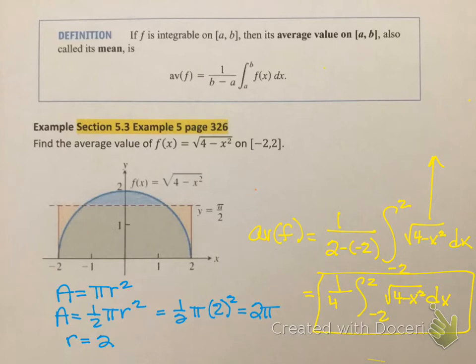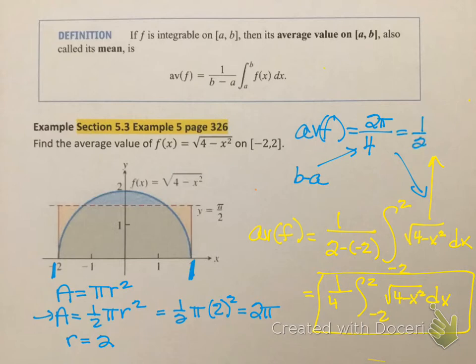Remember that you need to divide this by the number of units to get the average, because all I have is the area. So my average value for this function would be 2 pi, there's my area, which if I knew how to integrate, I could find with this integral, divided by b minus a, which is 4. So the average value is 1/2 pi, or pi over 2.